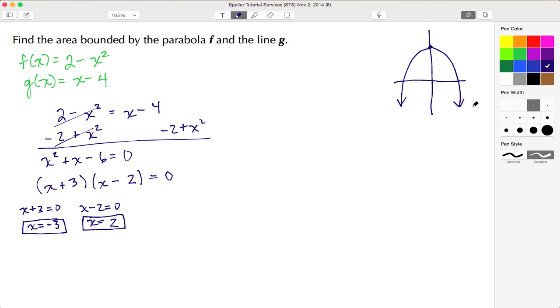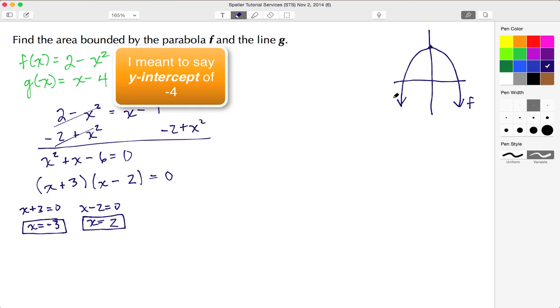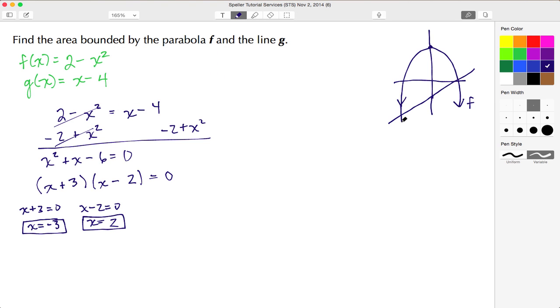I'm going to label this F. We know that g of x is a line. They told us that, but again, we see it is linear, and we see we have a slope of 1, and we have an x-intercept of negative 4. Let's say this position here is negative 4, so it's going to go through like so. We know that this intersection here is at negative 3, and this intersection here is at a positive 2. So the area in question is going to be found in this region here.